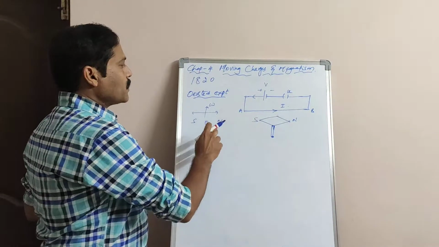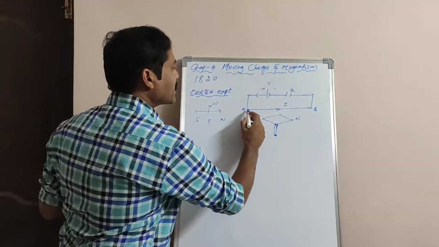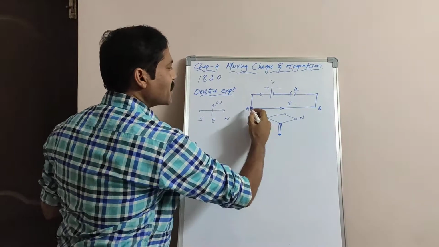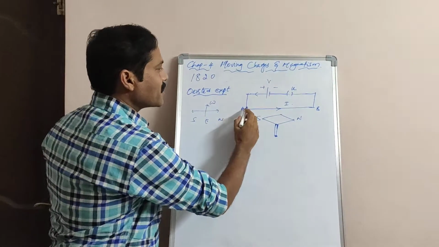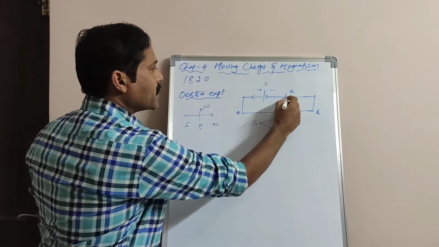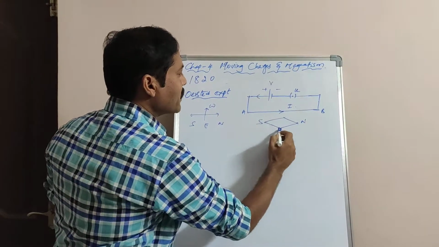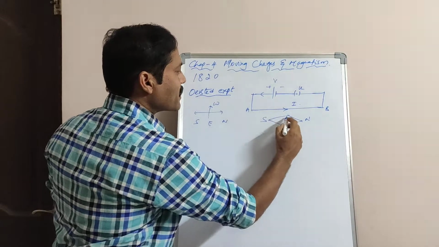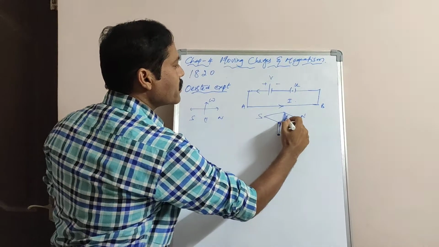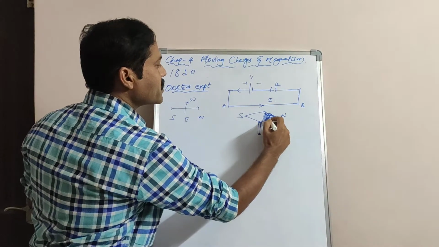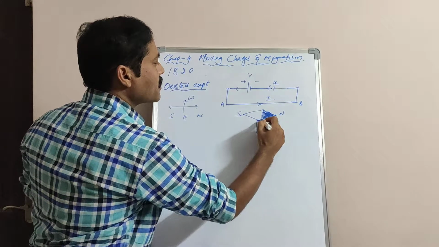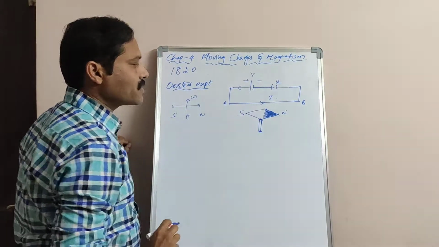First of all, he took a conductor AB, which is connected to a battery with the help of a plug key. Then he took a magnetic needle. One side is coated black, which is taken as the north pole, and the other side is considered the south pole.